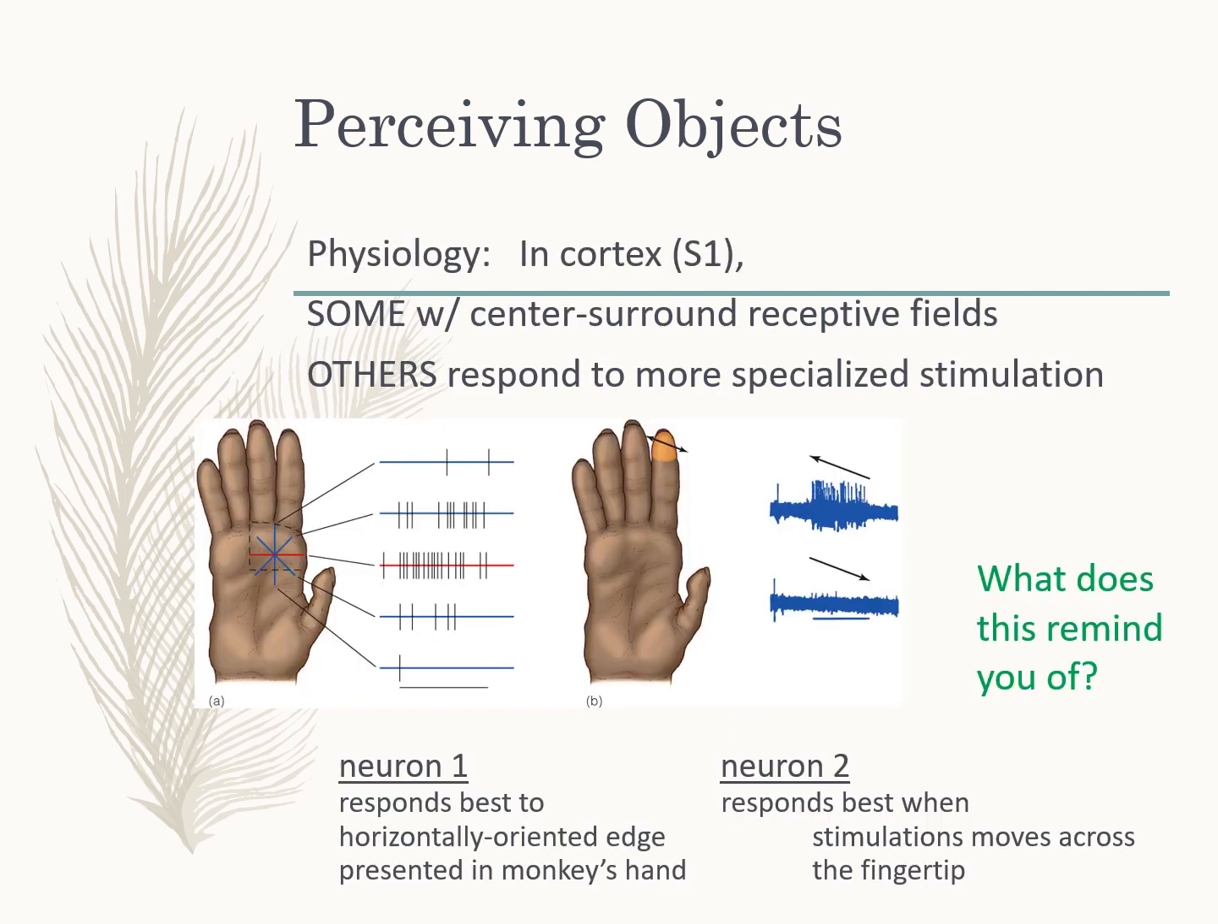I'll add just a tiny bit of touch to the pain chapters, because this is getting a little long, but I wanted to do one final concept here, because this really feels like it belongs all together. As we're perceiving objects, we get that information past the thalamus, which we just talked about having center surround receptive fields, up to the cortex to S1, our primary receiving area for touch. We're still going to see some neurons have center surround receptive fields, but other neurons are going to respond to more specialized stimulation.